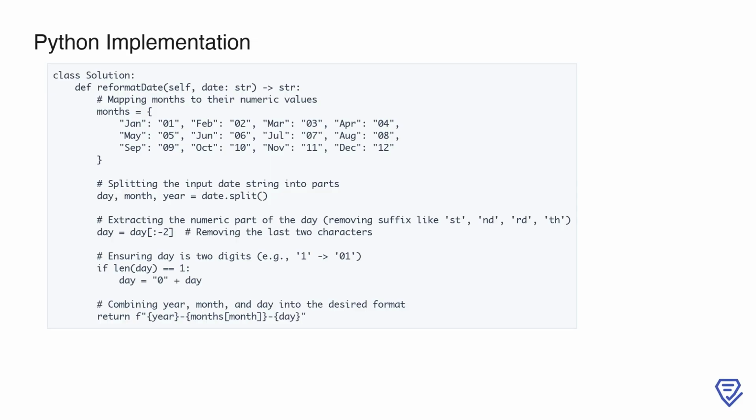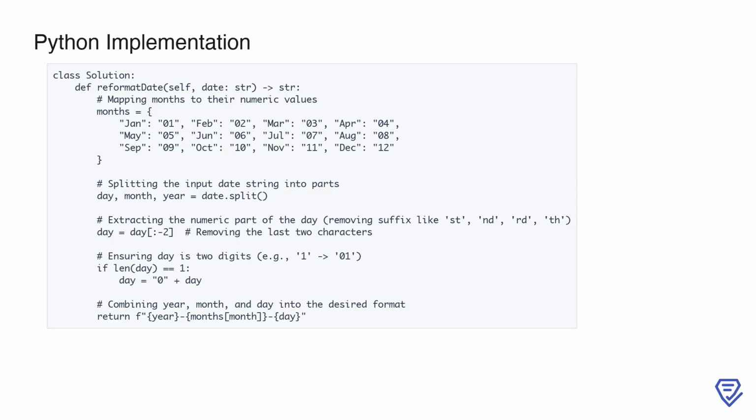This Python implementation solves the LeetCode problem number 1507, Reformat Date, where the task is to convert a date string from the format day month year into YYYY-MM-DD. The function reformatDate uses a dictionary to map the textual month names to their respective numeric values, ensuring a straightforward lookup. The input string is split into three components: day, month, and year.